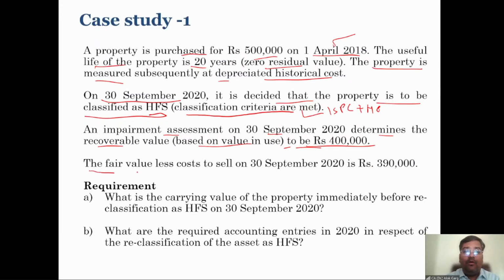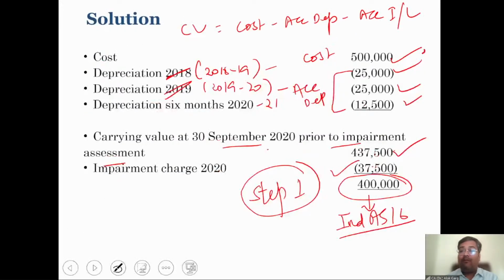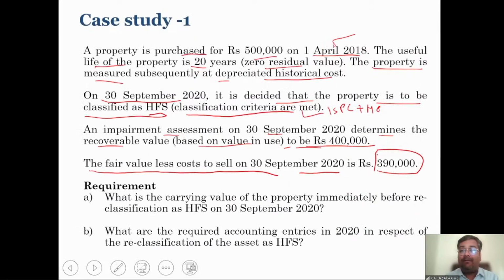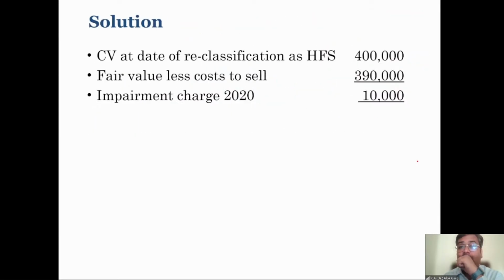Now step number 2, the fair value less cost to sell on 30th September 2020 is 3,90,000. So the value as per step number 1 is 4 lakh. The value as per step number 2 is 390. So what is lower, 390 or 4 lakh? 390 is lower. So carrying value is 4 lakh. Fair value less cost to sell is 390.